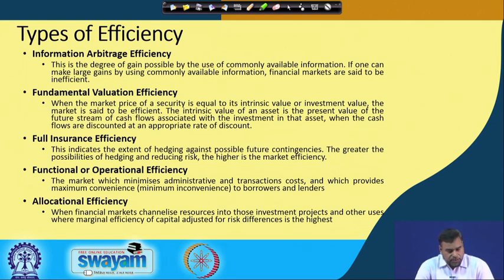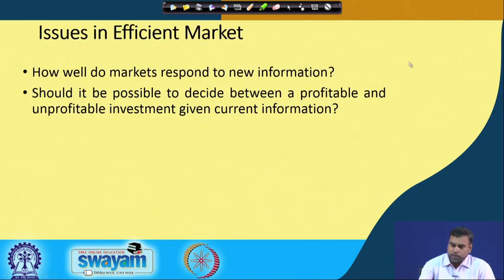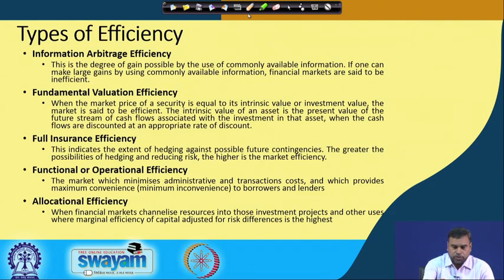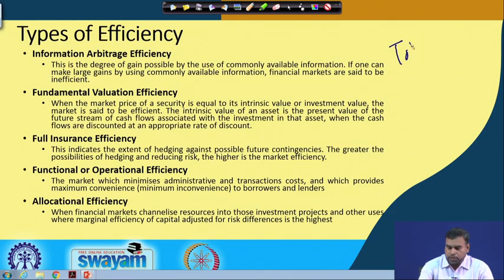In the aggregate sense, efficiency can be defined in 5 ways, which is given by James Tobin. Tobin is a Nobel laureate who has given this concept of market efficiency, and he has explained these things in 5 ways. One is the information arbitrage efficiency. As I told you repeatedly, this is the degree of gain possible by the use of commonly available information. If one can make large gains by using commonly available information, then the financial markets are said to be inefficient.